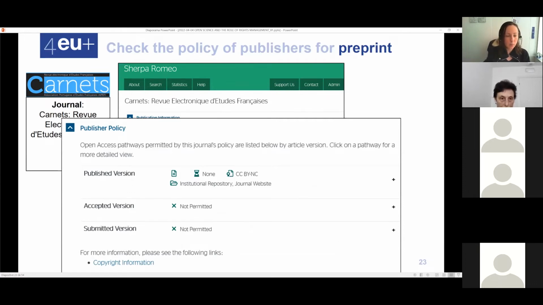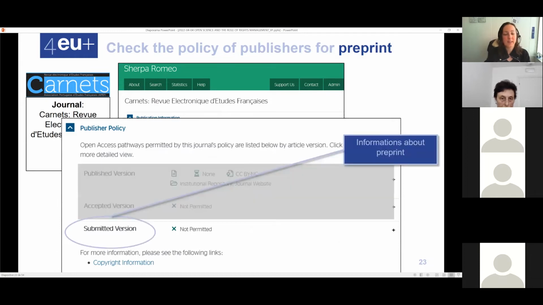So here is the part with information about preprints. Preprint, like I said before, is the submitted version of your paper. And we can see that for our social and human science journal, preprint sharing is not allowed by the journal. You can see it: not permitted. It's easy to understand.